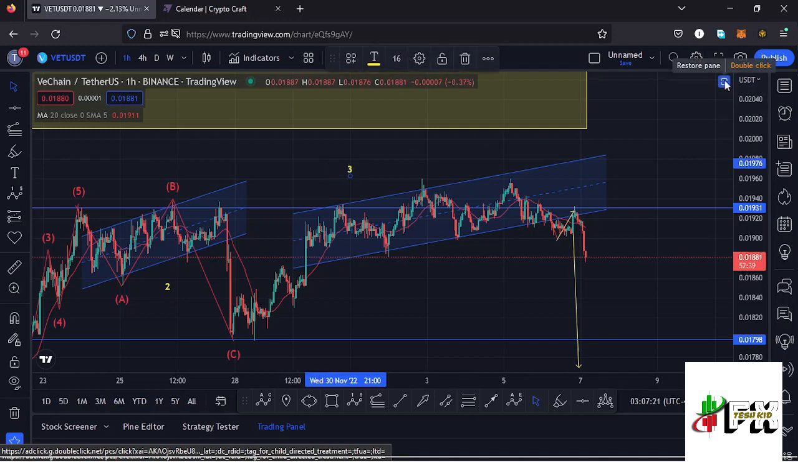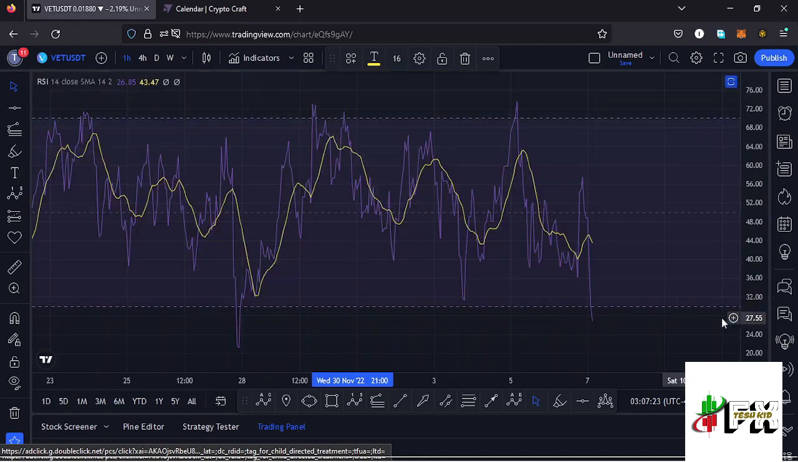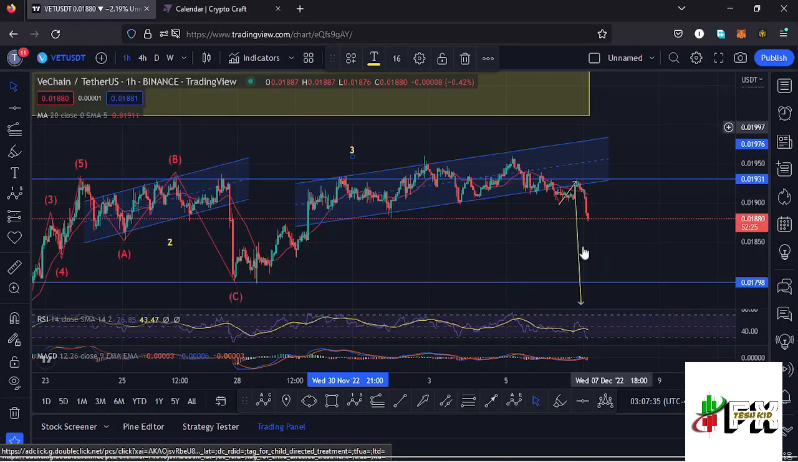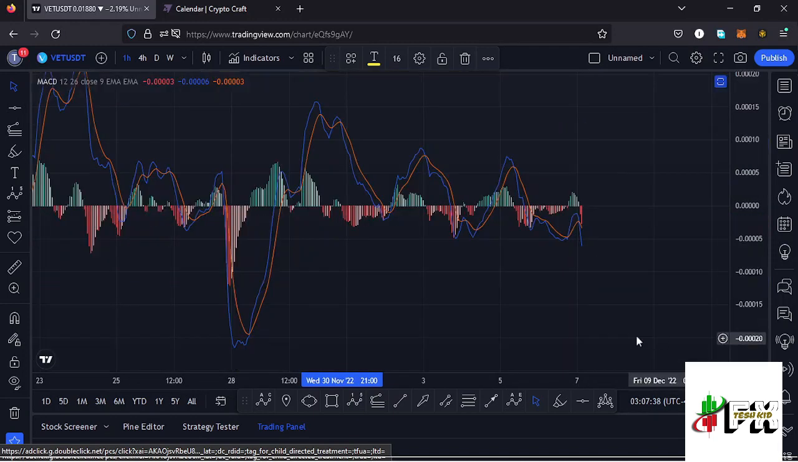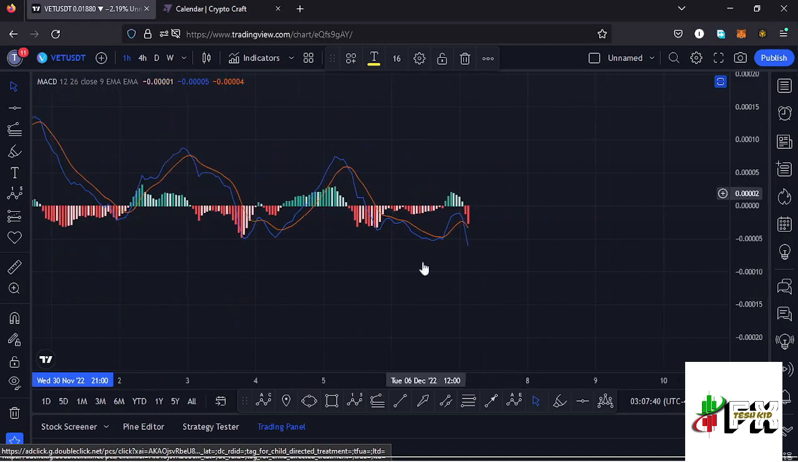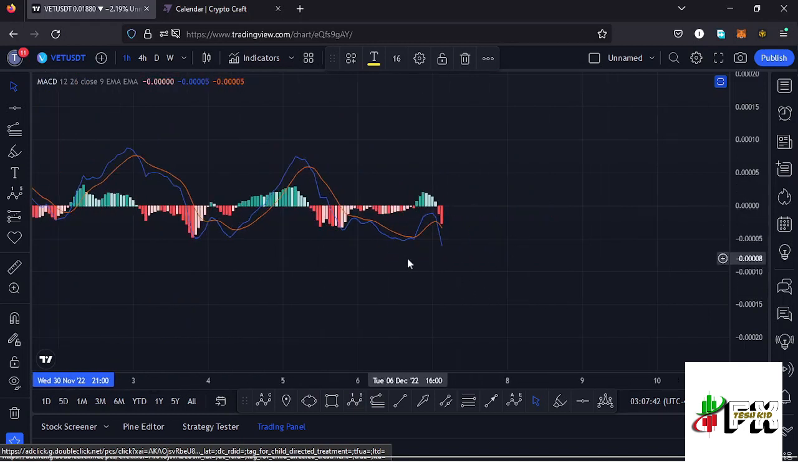Also taking a look at the indicators. On the RSI, we are trading at around the 27 mark, meaning we have managed to get into the oversold region, and we cannot support any movements to the lower side anymore, and I'm expecting a reversal on the charts. Also taking a look at the MACD, we can see that we have printed a bearish cross, and we are seeing an increase in the selling momentum. So let's be patient and see how that plays out, and I'll keep you updated.